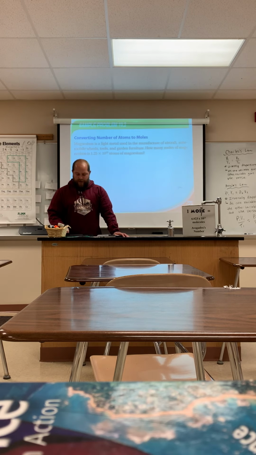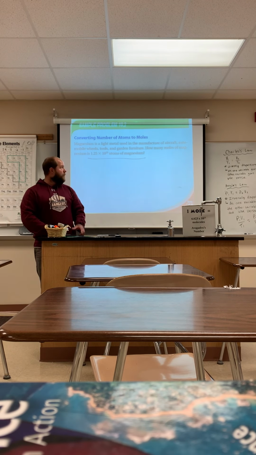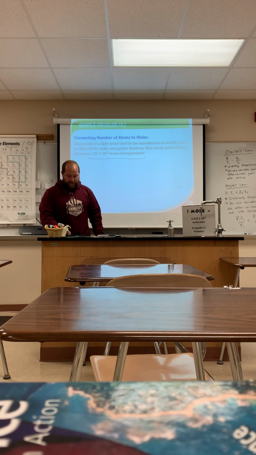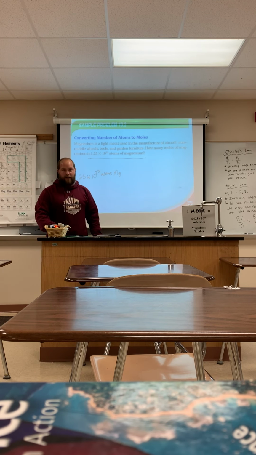All right, so here's what you're going to do. For any sort of chemistry problem, we are going to start by writing down what we have, the information we're given. In this case, it's 1.25 times 10 to the 23rd atoms of magnesium. Then we figure out what we are trying to find. In this case, we are trying to figure out how many moles of magnesium we have. So over here, I'm going to put a mole.